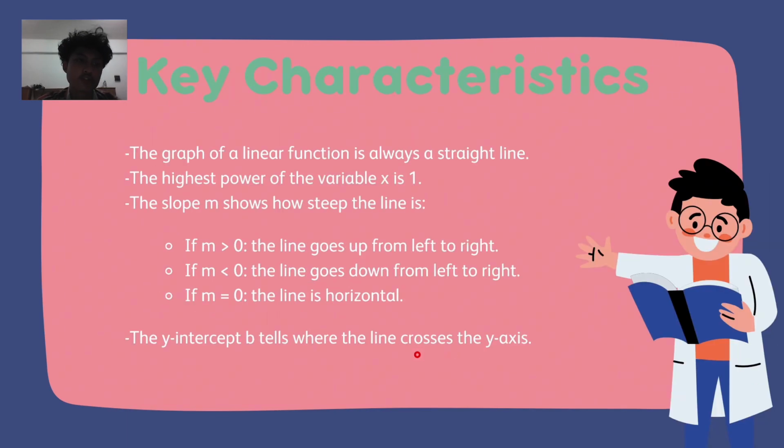Now we go into key characteristics. The graph of a linear function is always a straight line. The highest power of the variable x is 1. The slope m shows how steep the line is. If m is greater than 0, the line goes up from left to right. If m is less than 0, the line goes down from left to right. If m is equal to 0, the line is horizontal. The y-intercept b tells where the line crosses the y-axis.